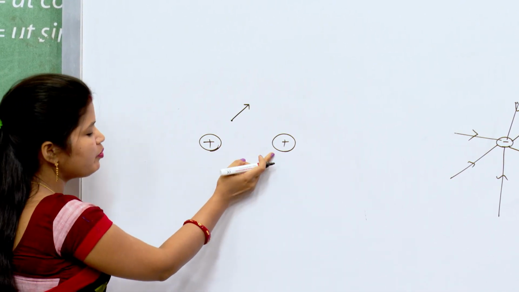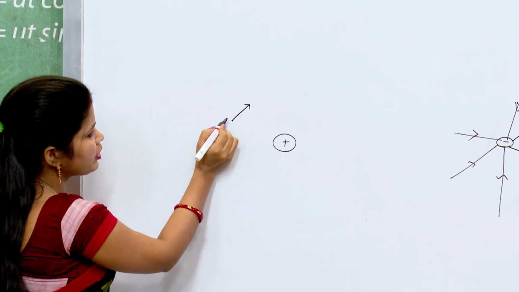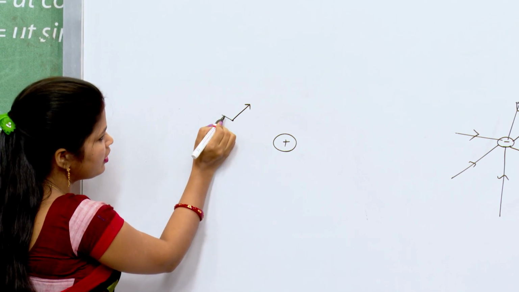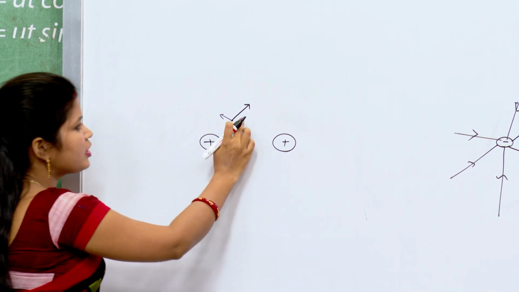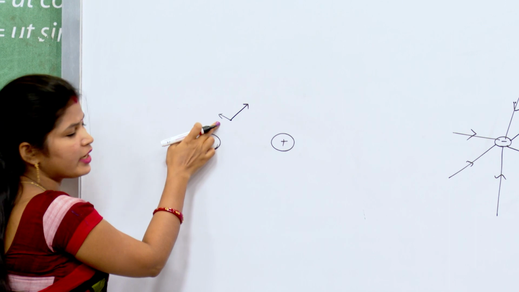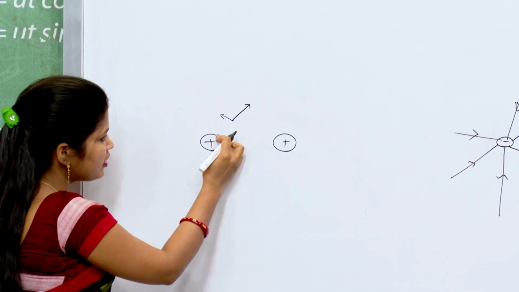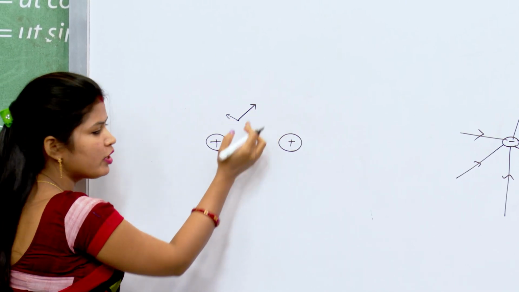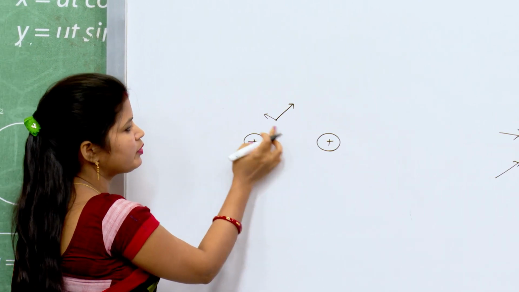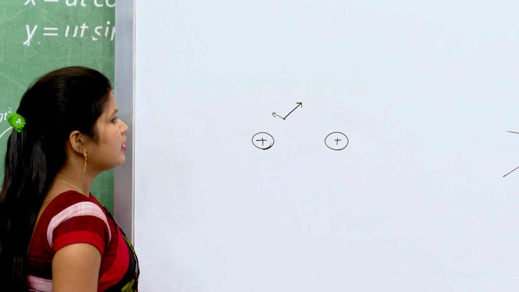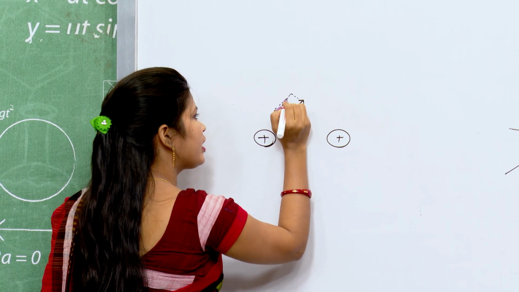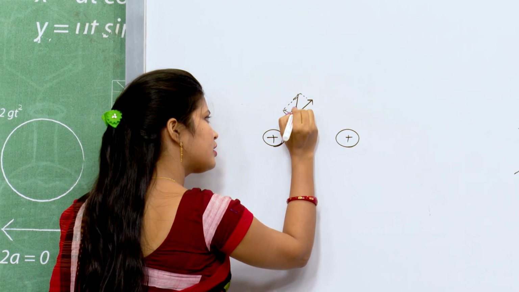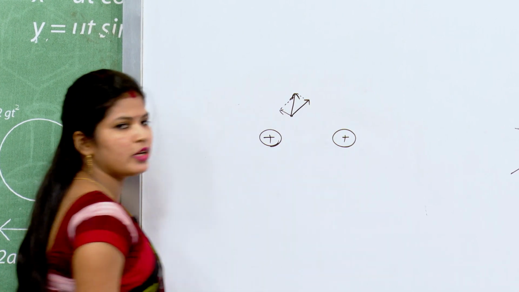And due to second positive source charge, the test charge will experience a force of repulsion in this way. But first electric field is more than second. Why? Because the distance is less, so electric field will be more, and here the distance is more, so electric field will be less. So, by drawing parallelogram, we will get the resultant electric field.